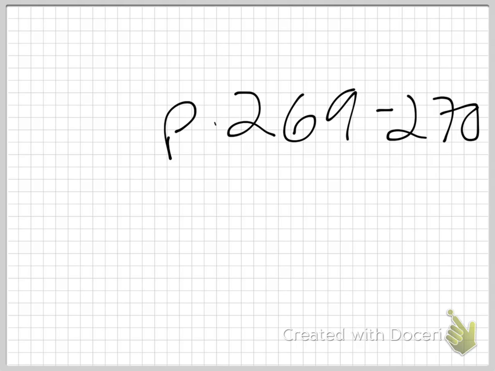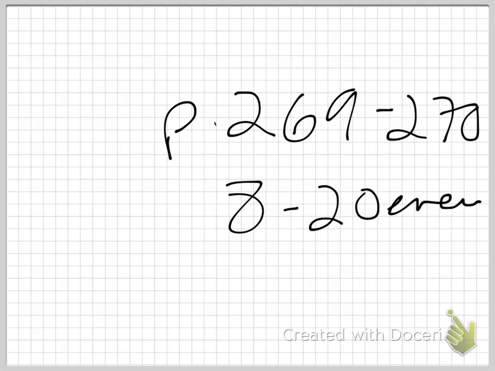Here it is. Page 269 to 270. 8 through 20 even. Too easy. And 33 to 38 even. There it is.